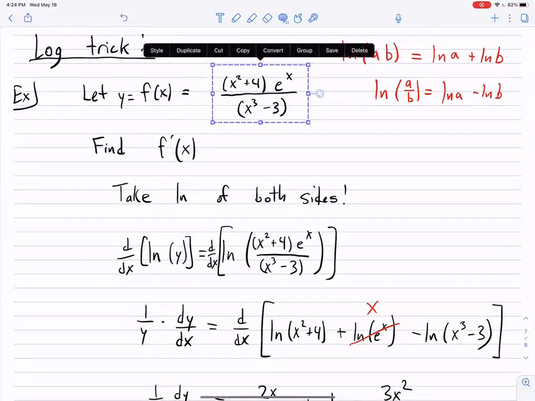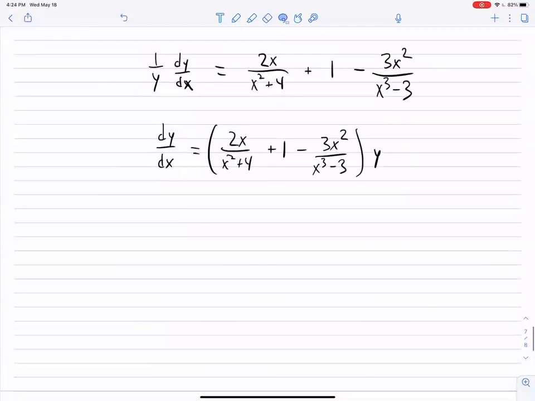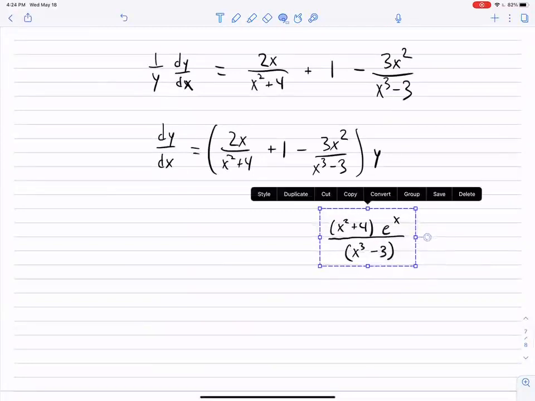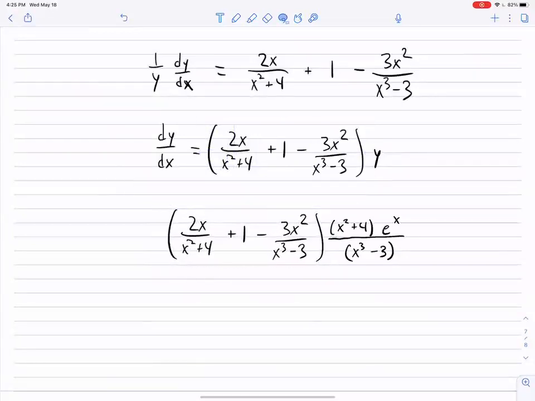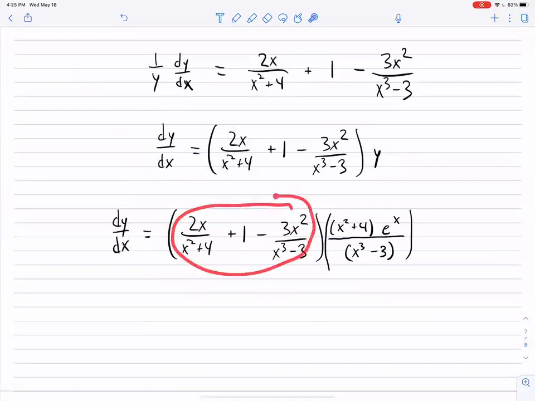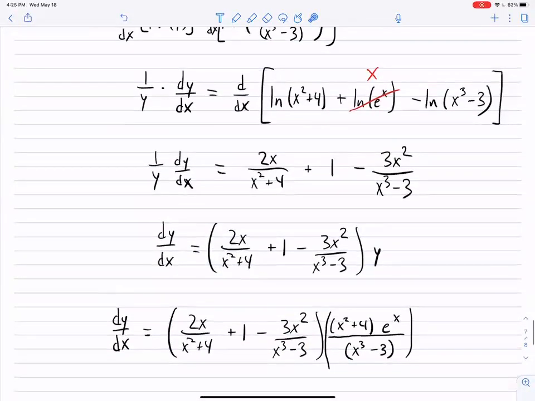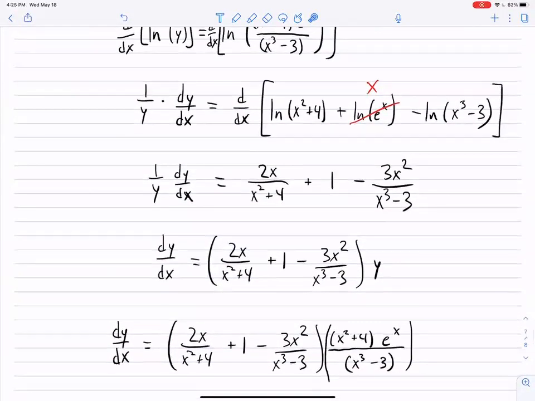And so let's just copy that, paste, and then copy, paste. So that is what dy dx will equal. It'll just equal this, which came from the natural log of the other thing, which was not hard to take the derivative of, and then you multiply it by the original function. And so that's the little log trick, and that will help you with the homework.